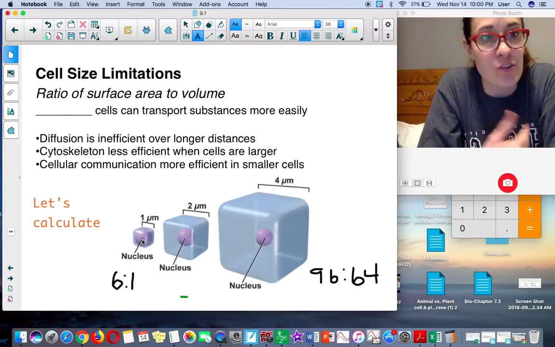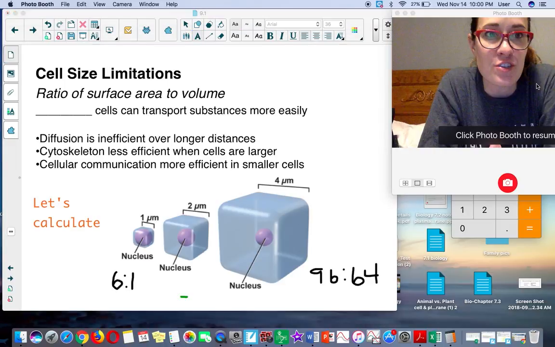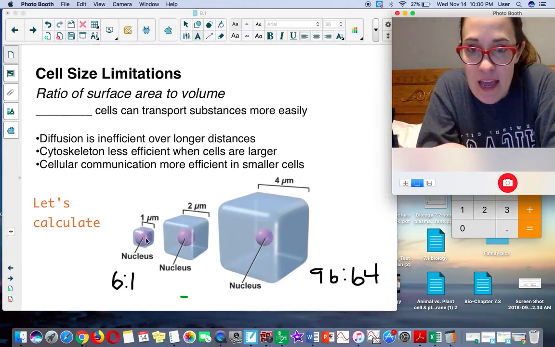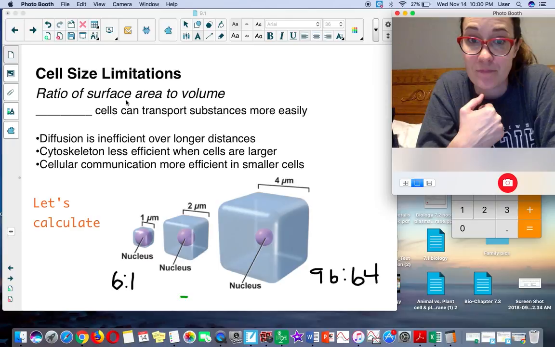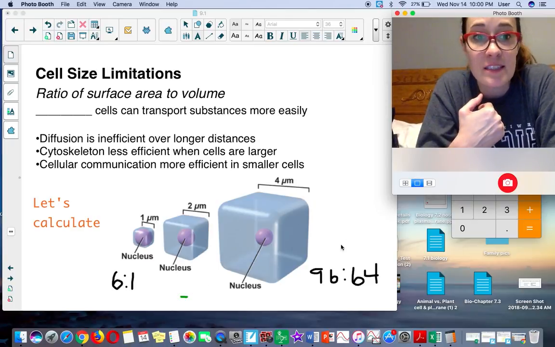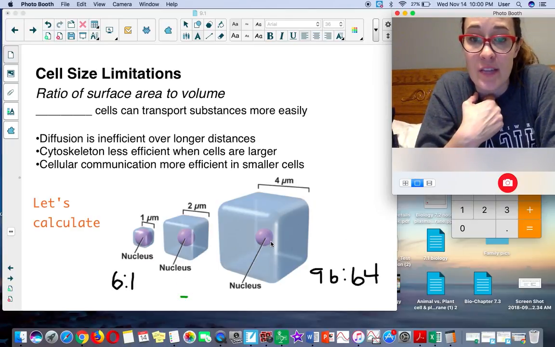Just think about it. If the directions to make a protein are located within the nucleus, it can get it out in a faster time than in this cell than if it had to travel all the way through this cell. Okay, and to calculate surface area, you take length times width.